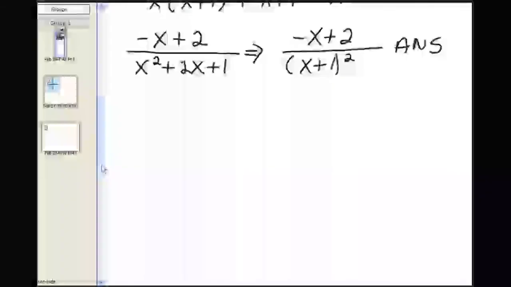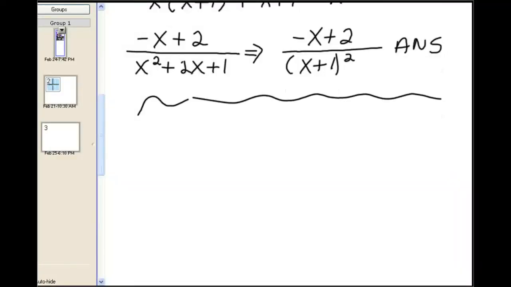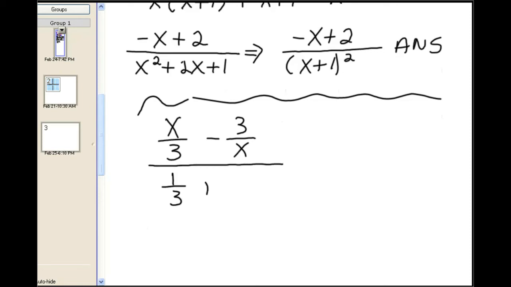The next expression will be x over 3 minus 3 over x divided by 1/3 plus 1 over x. Looking at these denominators, we see that the least common denominator is 3x, so every term is multiplied by 3x to help us remove those denominators.